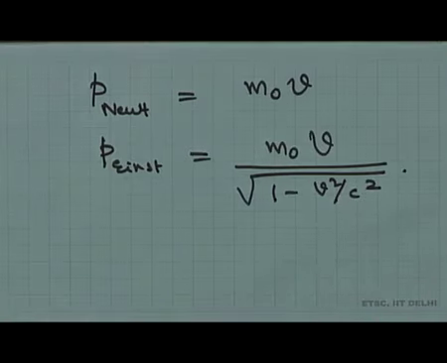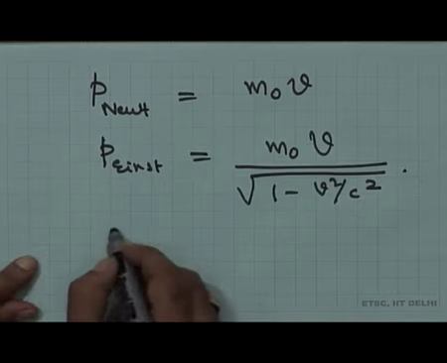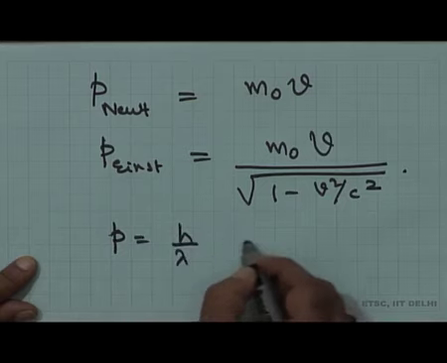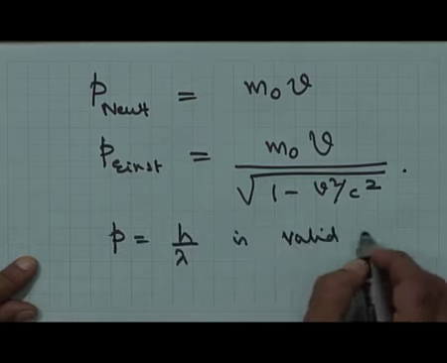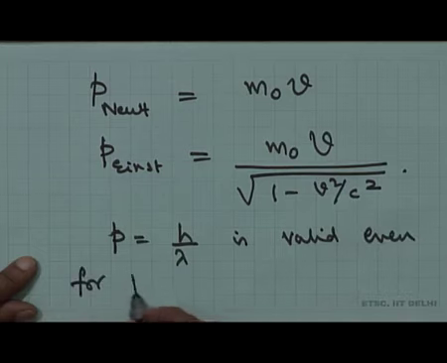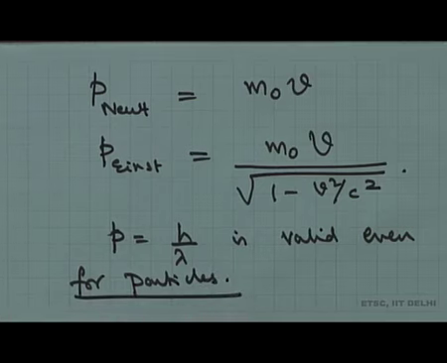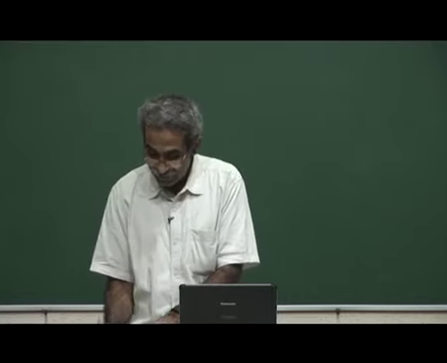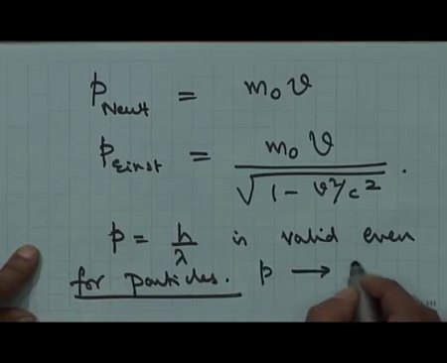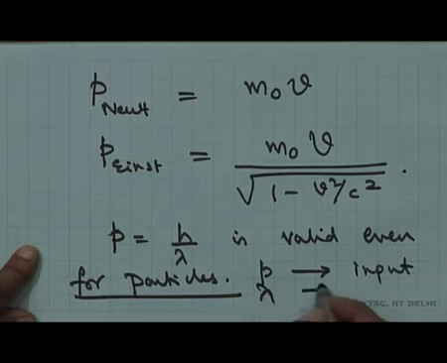So to conclude, to summarize whatever we have done so far, what we are saying is that de Broglie hypothesized, he conjectured, that P equal to h by lambda is valid even for particles. So in the case of Planck, frequency was known and energy was deduced. In the case of de Broglie, what is happening? You know the momentum and you are deducing the wavelength. That is extraordinarily important. In other words, P is the input and lambda is the output.